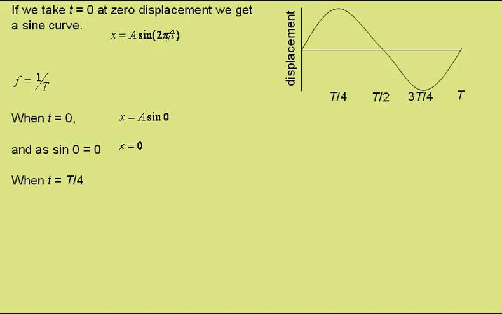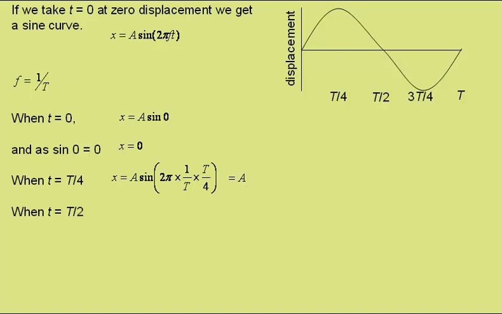When t is equal to time period over 4, at this position, we then get x is equal to a sine 2 pi times 1 over time period over 4. This simplifies to x is equal to a sine pi over 2, which comes out at 1, giving us x is equal to the amplitude a. Not forgetting, of course, to make sure your calculator is in radians.